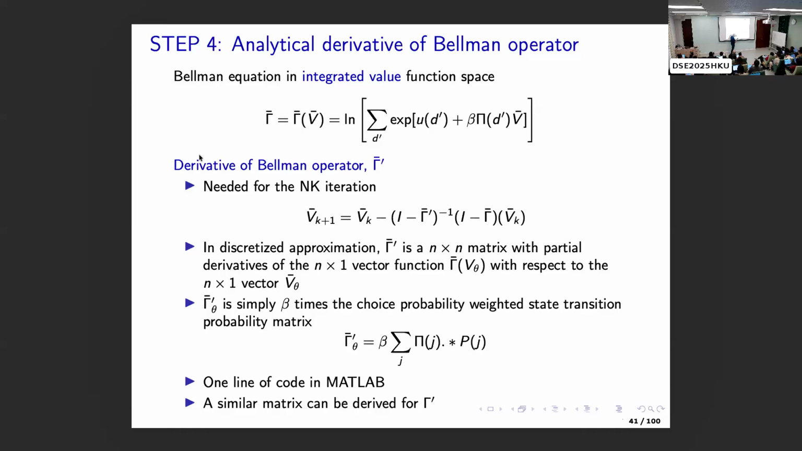It's like beta times this here, times the choice probabilities. You get choice-probability-weighted derivatives, and this is really just the state transition matrix. That's one line of code in MATLAB. So it's not hard. Or Python.